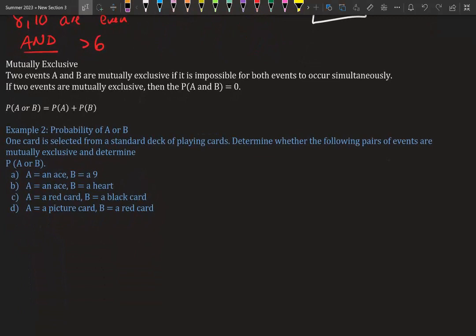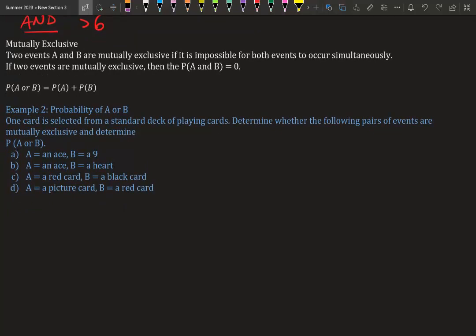Mutually exclusive. Two events A and B are mutually exclusive if it is impossible for both events to occur simultaneously. If two events are mutually exclusive, then P of A and B equals 0. I'll give an example of that: daytime and nighttime. It can never be daytime and nighttime. That's impossible. It's either daytime or it's nighttime. I can't say rainy and sunny because we have sun showers here, but you get me. Mutually exclusive is when it is impossible to happen.